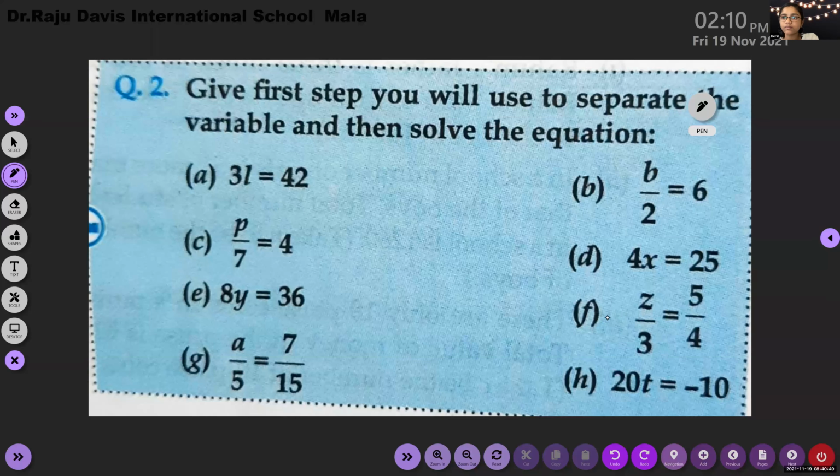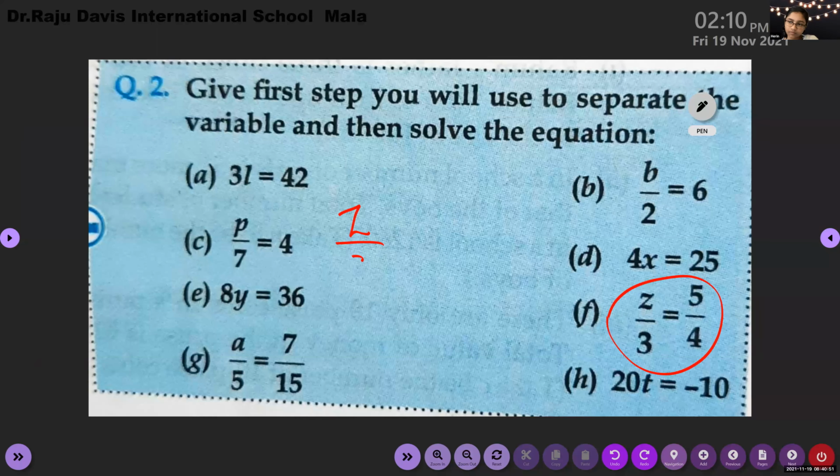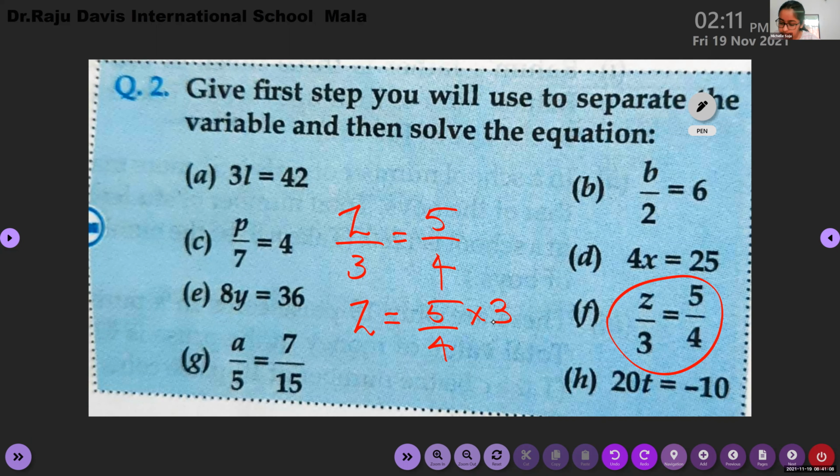This one. Z by 3 is equal to 5 by 4. Z is equal to how much? Z is equal to 5 by 4 into 3. Correct. The 3 we took to the other side because it is coming to the right side. It is the denominator on this side, so it becomes the numerator on the other side. So we'll get Z is equal to 15 by 4. 15 by 4 as the answer.